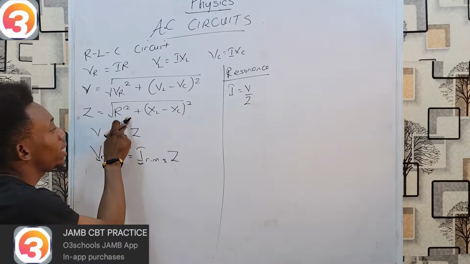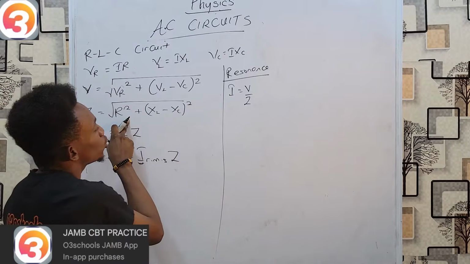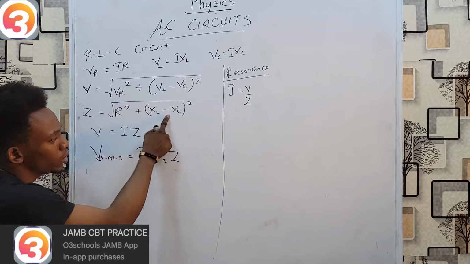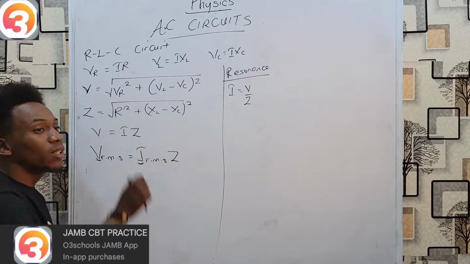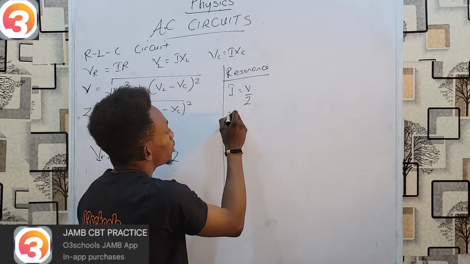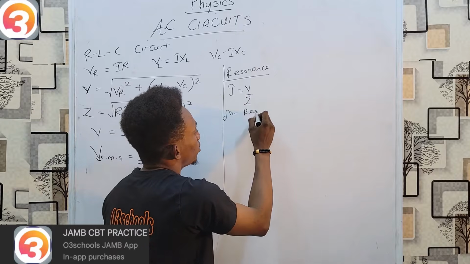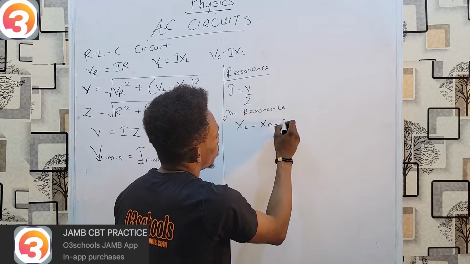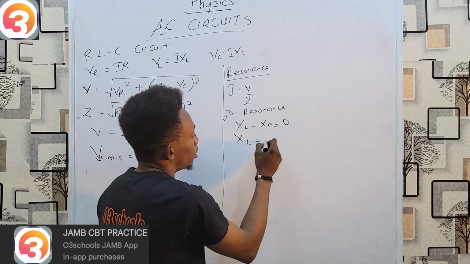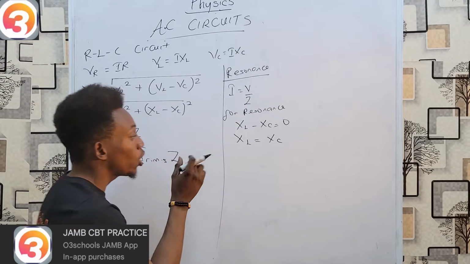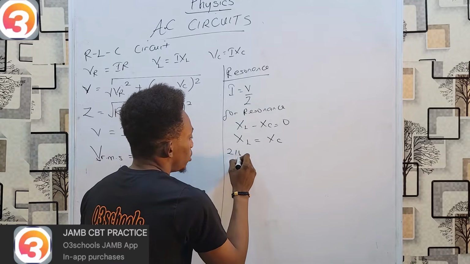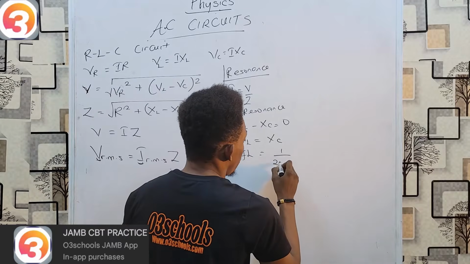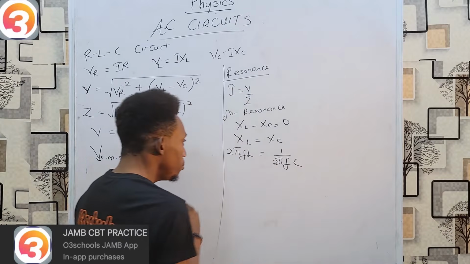Now, looking over here at my impedance, how am I to get this impedance to reduce? If XL minus XC equals 0, then everything here is 0, and that gives me my minimum value. That means for resonance, XL minus XC equals 0, implying that XL equals XC. And as you're aware, XL is 2 pi FL and XC is 1 over 2 pi FC.